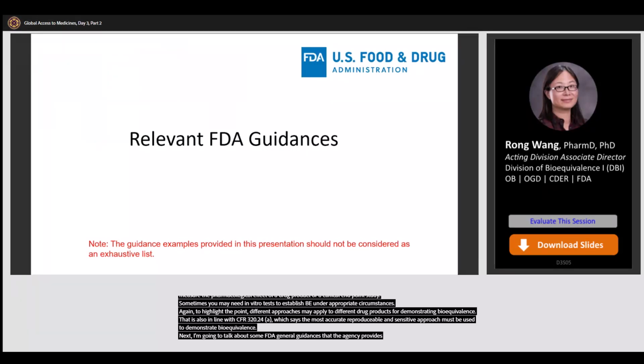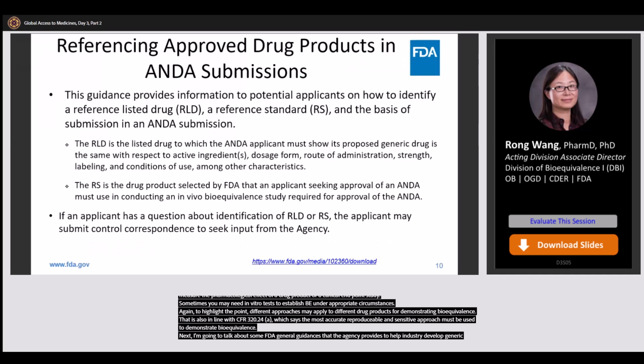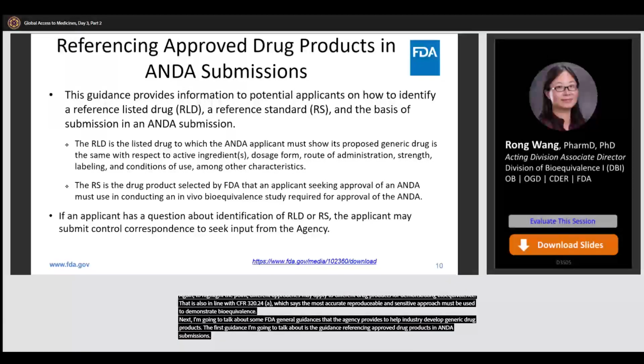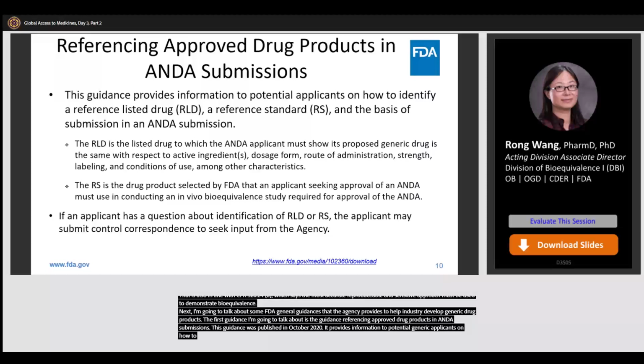The first guidance I'm going to talk about is the guidance on referencing approved drug products in ANDA submissions. This guidance was published in October 2020. It provides information to potential generic applicants on how to identify a reference listed drug, or RLD, a reference standard, or RS, and the basis of submission in an ANDA.